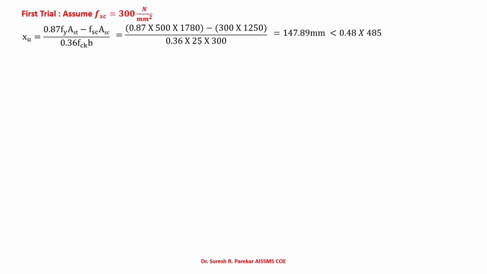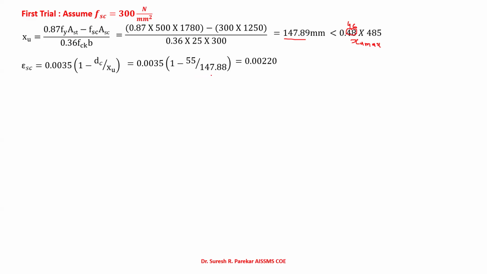Then I will start with this, and then we will go for XU. If anyone assumes 280, yeah, 260, then your iterations will increase. Then substituting these values, I will get the value of XU, which will be 147.89, which is less than XU max. So this should be 0.46. This is less than XU max. Then go for 0.0035, 1 minus DC upon XU. Substituting this value, we are going to get 0.0020.